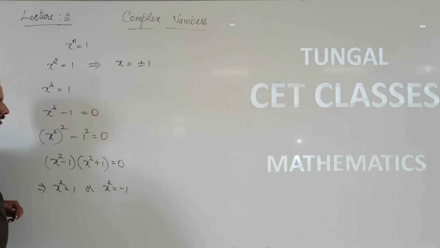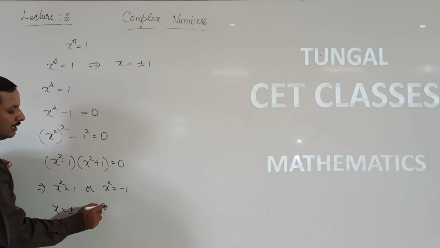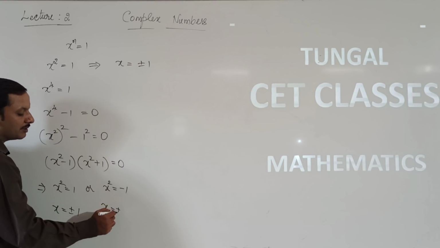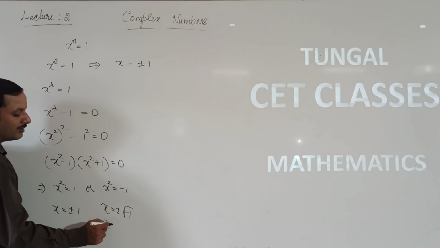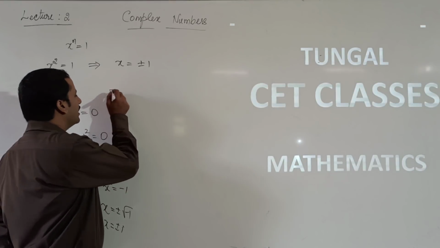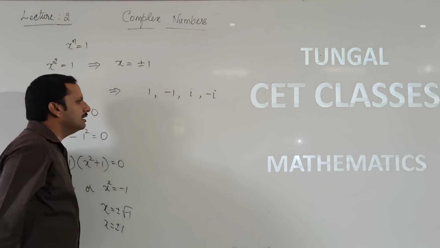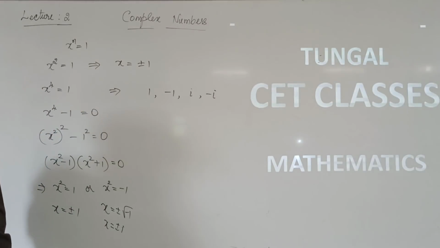X square equal to 1 means x is equal to plus or minus 1. X square equal to minus 1 means x is equal to plus or minus root of minus 1. Root of minus 1 is nothing but i. So the roots of this equation are 1, minus 1, i and minus i. These 4 are called the fourth roots of unity.